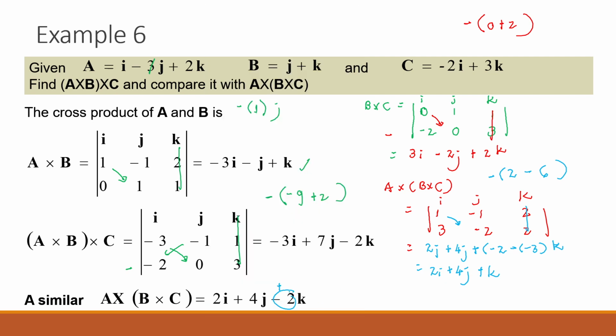So there's a careless mistake in the slide. So please edit it. 2I plus 4J plus K. And the question A here, also change it to I minus J plus 2K.